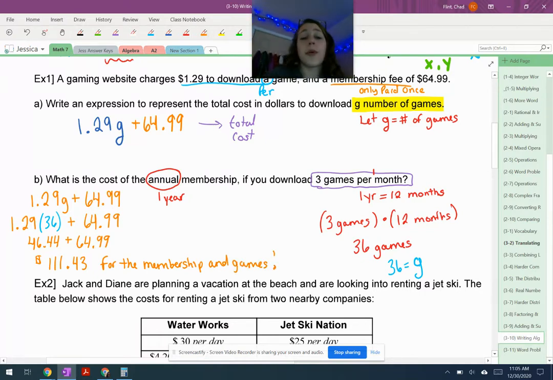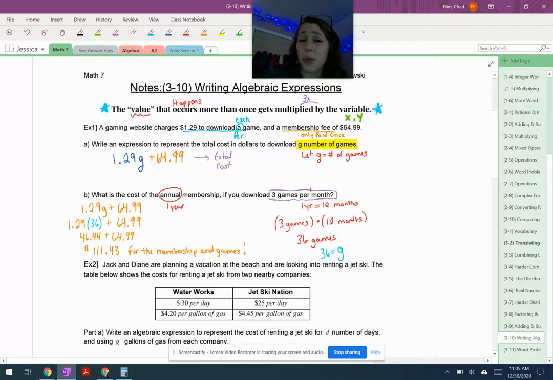Boom. Important here that when we're talking about word problems and specific situations, like the cost of something, you have an answer sentence explaining that you know what that number means. That it's not just 111.43, it's $111.43, which you guys are very familiar with, the answer sentences. So just keep up the good work.